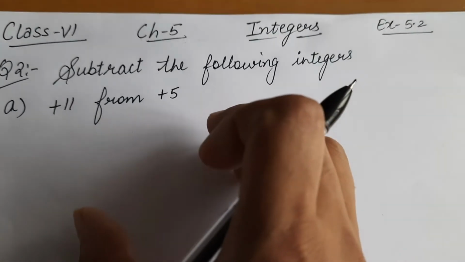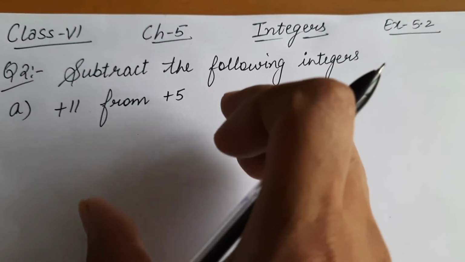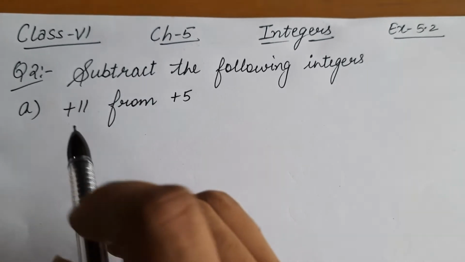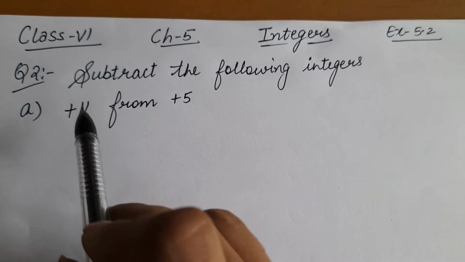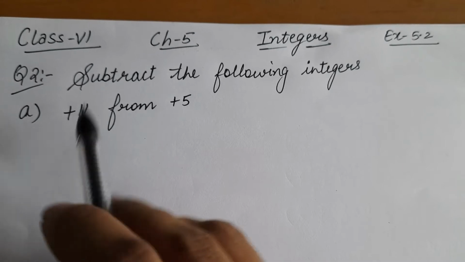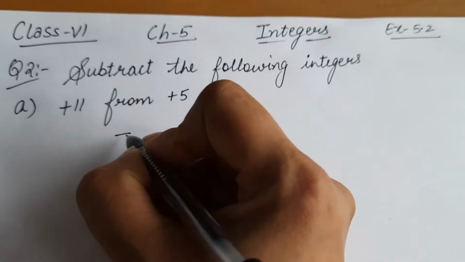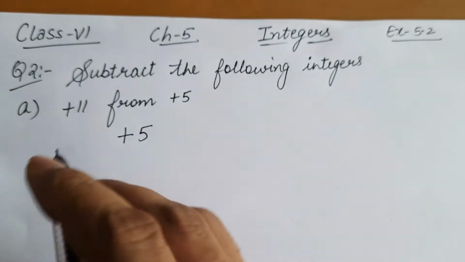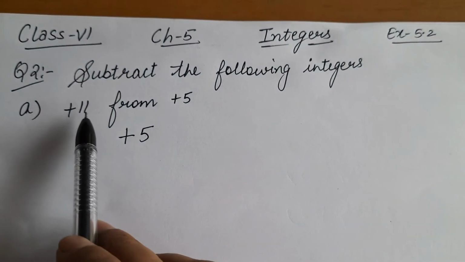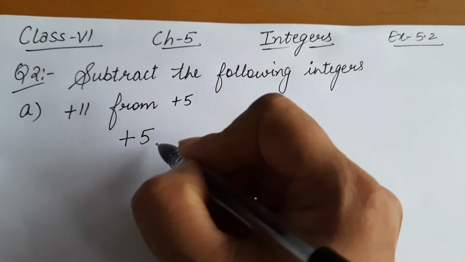And how do we subtract two integers? See, when we subtract two integers, the number that is to be subtracted, we change the sign of that integer. Okay, and then we add. See, the question is plus 5 and we have to subtract plus 11 from plus 5.